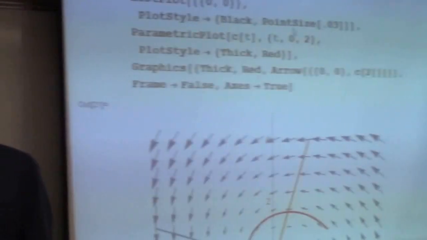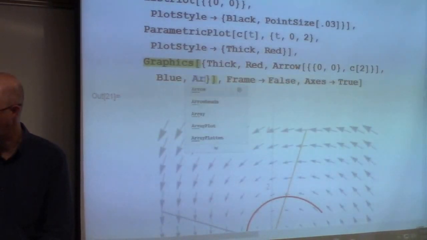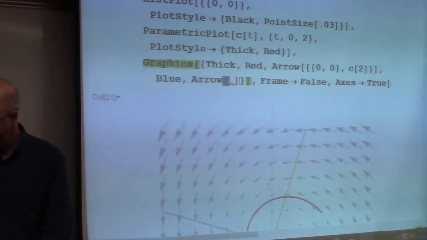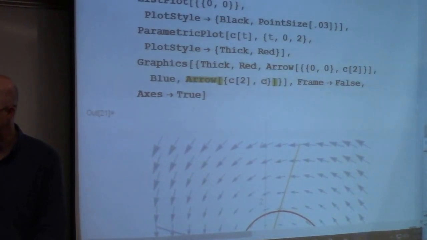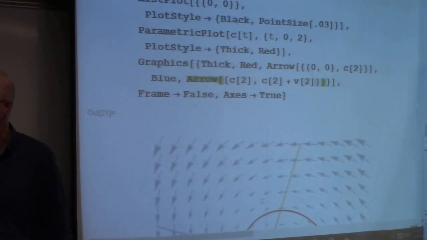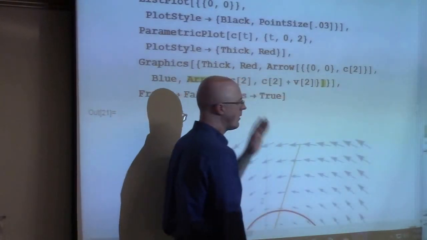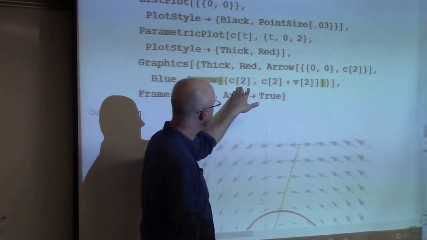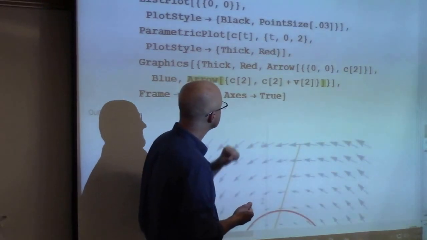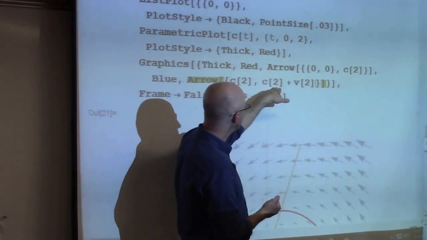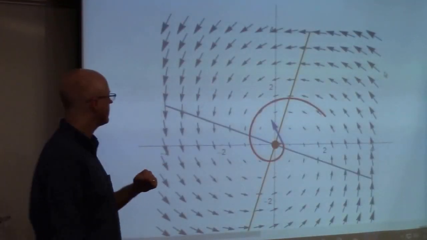What about the velocity vector? Within the same graphics and the same curly braces, I could, for example, do blue arrow. Start the velocity vector at C of 2, end it at C of 2 plus V of 2. V of 2 is the true velocity vector, but I don't want it to start at the origin. I want it to start at the point itself. And to get the right endpoint, if you start at some place other than the origin, you would add the velocity vector to the coordinates of that point. There's a velocity vector at that time.